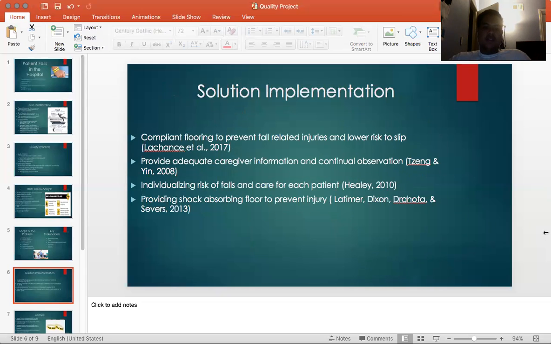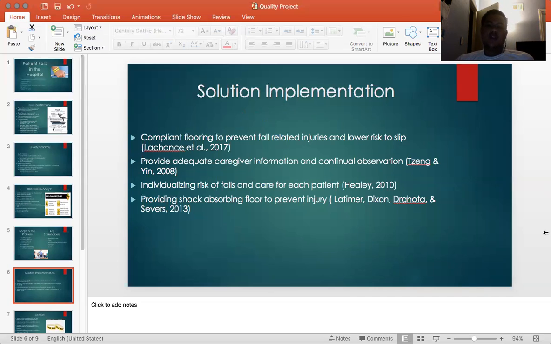Solution implementation. So according to LeCant, compliant flooring to prevent fall-related injuries can help lower the risk of falls and slipping. That could be done by implementing some new flooring in the hospital. By Sheng and Yin, providing adequate caregiver information and continual observation. Just providing better communication and observation can help prevent falls.